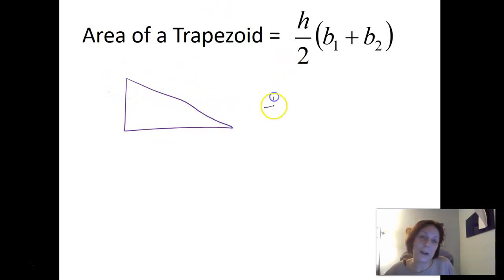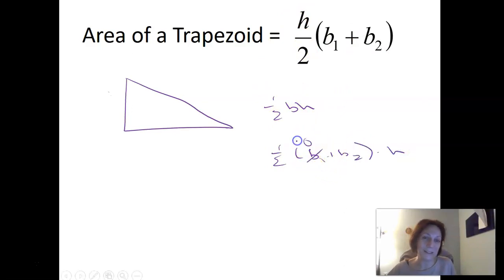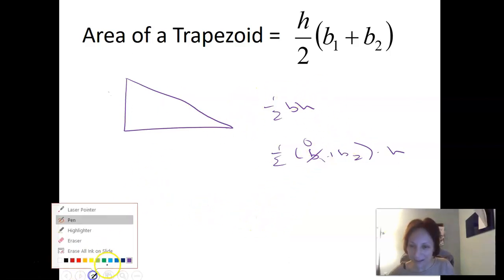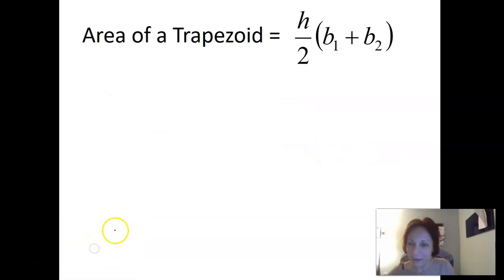The formula for a triangle is 1/2 base height, right? That is almost exactly like this: 1/2 sum of the bases times height, except in a triangle, one of the bases is 0. Triangles are trapezoids where one of the bases is 0. So that formula got a lot less ambiguous to me once I figured that out.